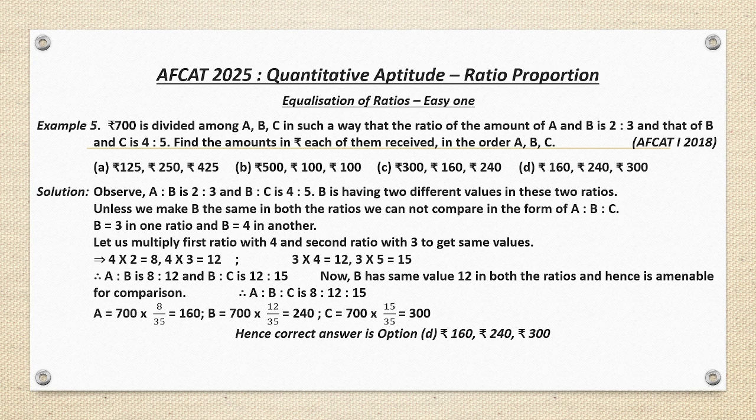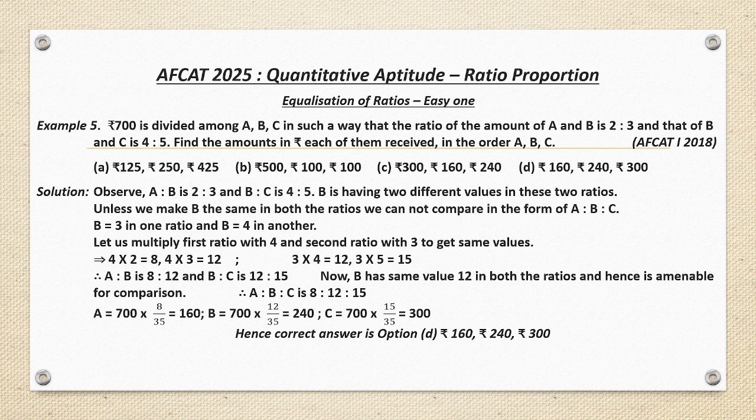So if you multiply A to B by 4, 4 into 2 is 8, and 4 into 3 is 12. So 8 to 12, that is the first ratio. Now the second ratio, B is to C, we said we have to multiply it by 3. So 3 into 4 is 12, and 3 into 5 is 15. So the second ratio is 12 to 15. Now if you observe, the value of B in both the ratios is one and the same, that is 12.